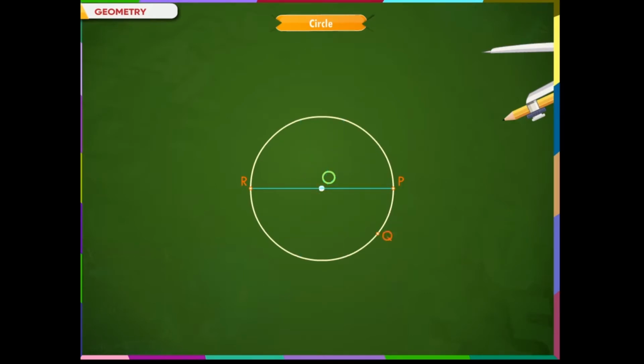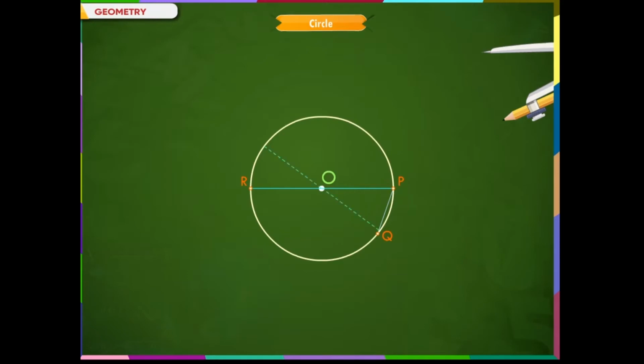Consider a point Q on the circle. Draw a line segment PQ. This line segment is called the chord of the circle. A line segment joining any 2 points on the circle is called the chord of a circle. These are all chords of this circle.